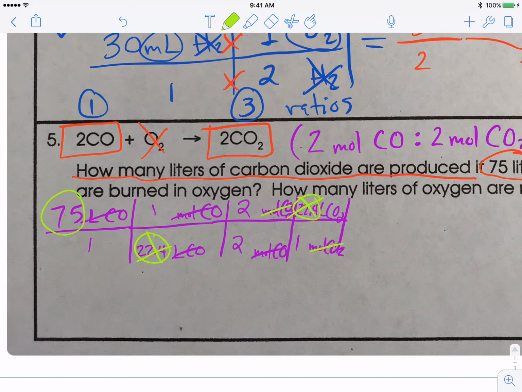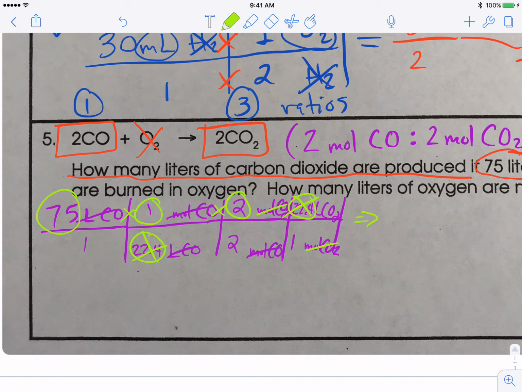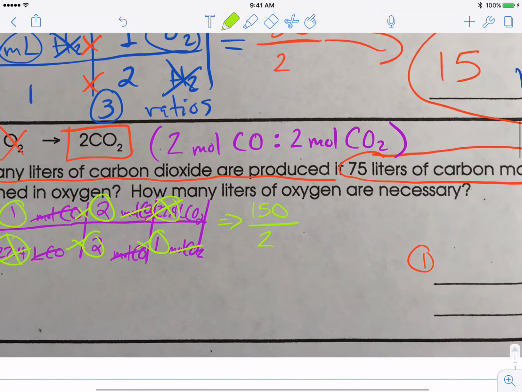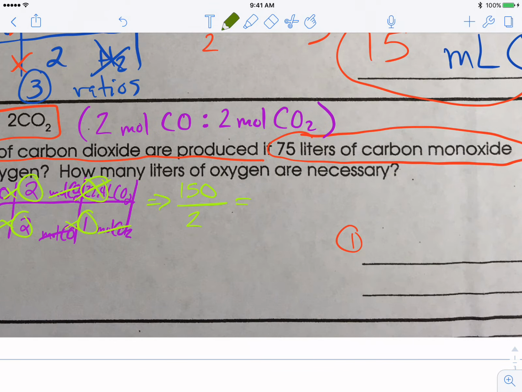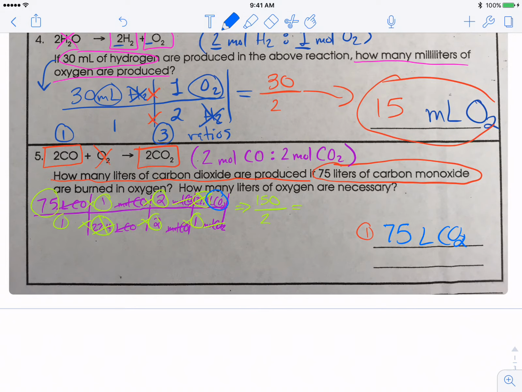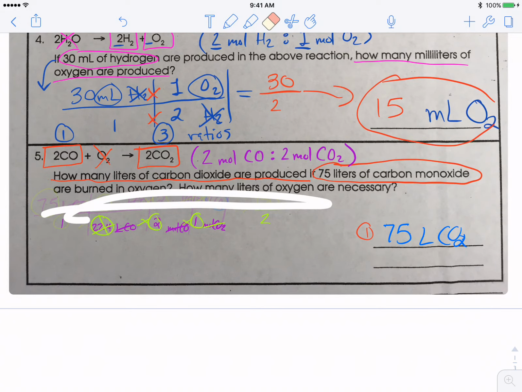So now we're just going to multiply 75 times 1 times 2, and 1 times 2 times 1. So we're going to get 75 times 2, which is 150 over 2. And this simplifies to, let me write it in a little nicer color, to 75, and the last unit, liters CO2. That's how you do number 1. Let's go ahead and look at number 2. I'm going to go ahead and erase this so we can have more room to write.